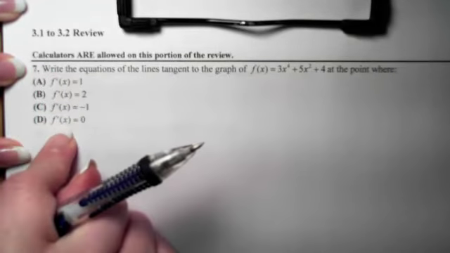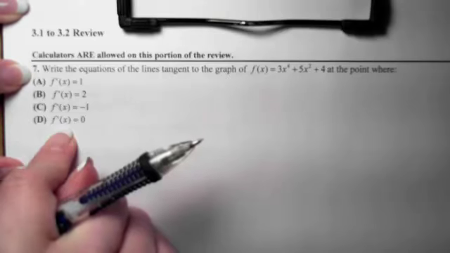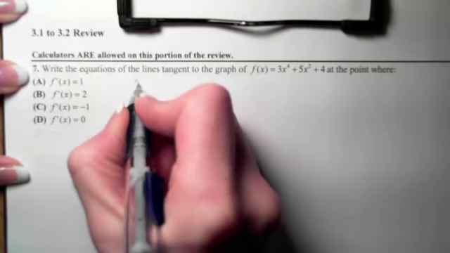Okay, now we have moved to the calculator section of the 3.1 to 3.2 review, and with number 7 we actually are going to need our calculators. If we read the instructions, it says we want to write the equations of the lines that are tangent to this graph at the point where the derivative is given to us. So this is a little tricky.